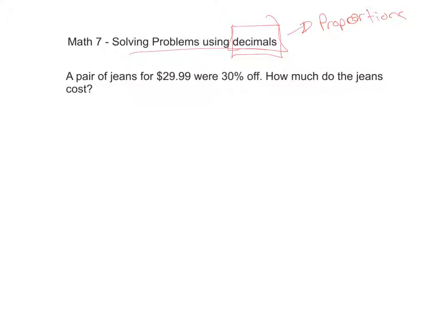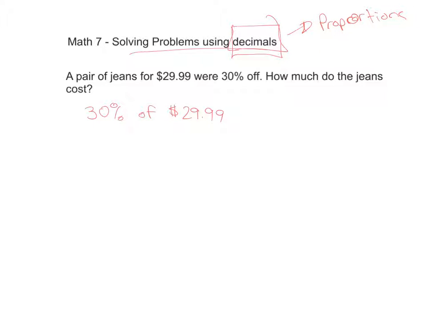So let's say you're at the store. You're going to buy a pair of jeans. The ticket price says $29.99, but it has that nice sign above it, 30% off. Question is, how much do these jeans cost? So what we need to do is figure out what is 30% of $29.99.